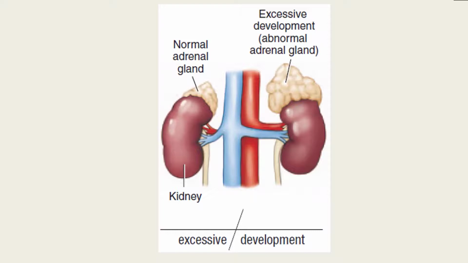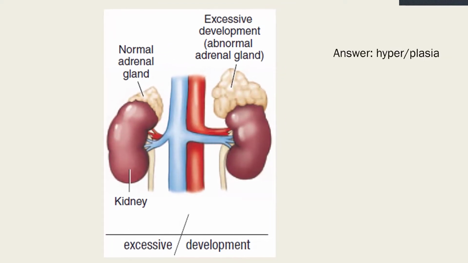And then if we have an excessive development of that kidney, we're seeing then a hyperplasia of the adrenal gland. And so the word hyper meaning excessive, plasia meaning development.